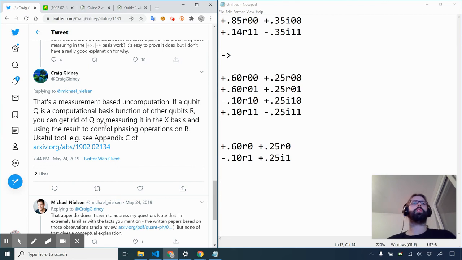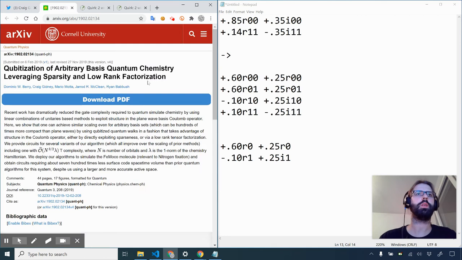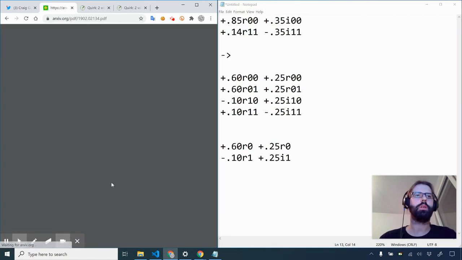If a qubit q is a computational basis function of other qubits R, you can get rid of q by measuring it in the X basis and using the result to control phasing operations in R. Useful tool, see the appendix C. What do we got here?